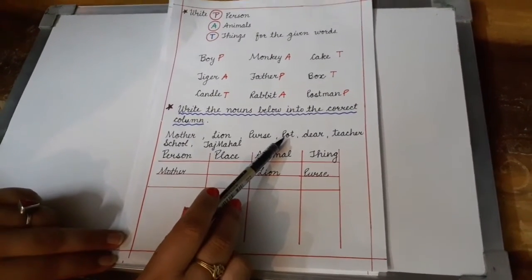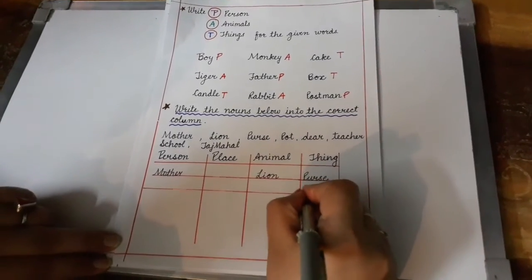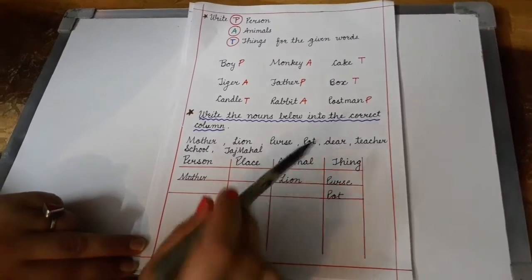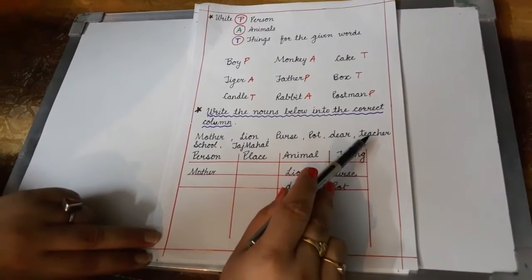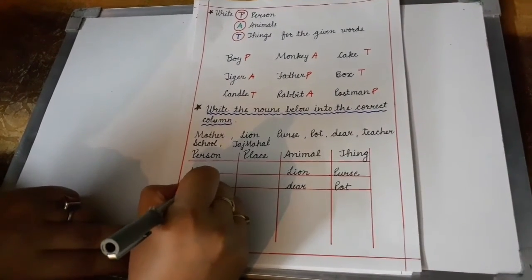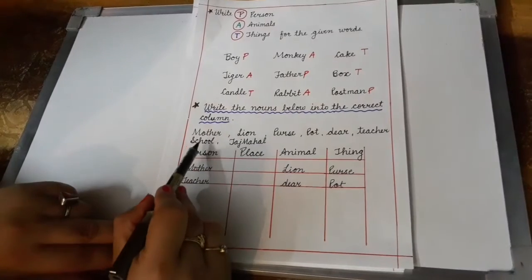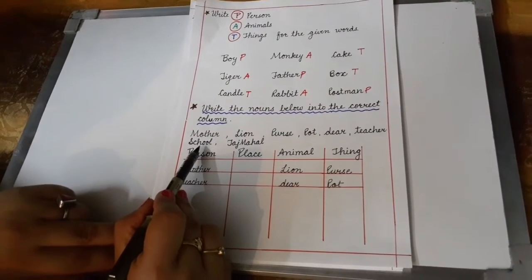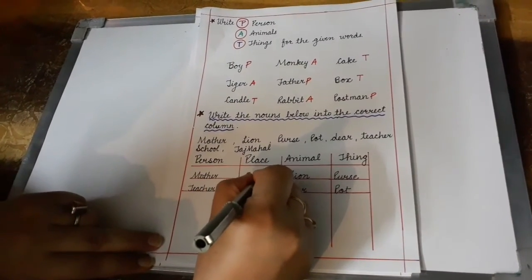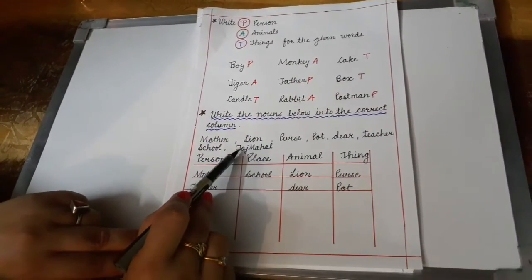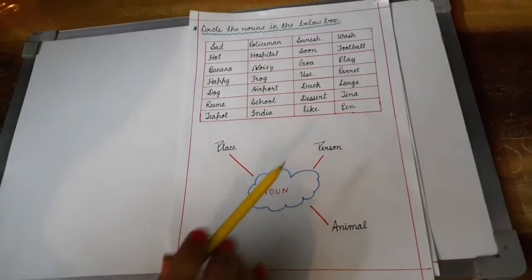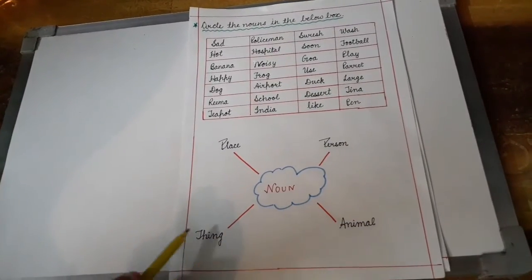Pot, it is also a thing. Deer, it is a name of an animal. Teacher, it is a name of a person. School, it is a name of a place. So we will write this word in this column. In the same way, the Taj Mahal also comes in this column. As we know, a noun is a name of a person, place, animal, thing.